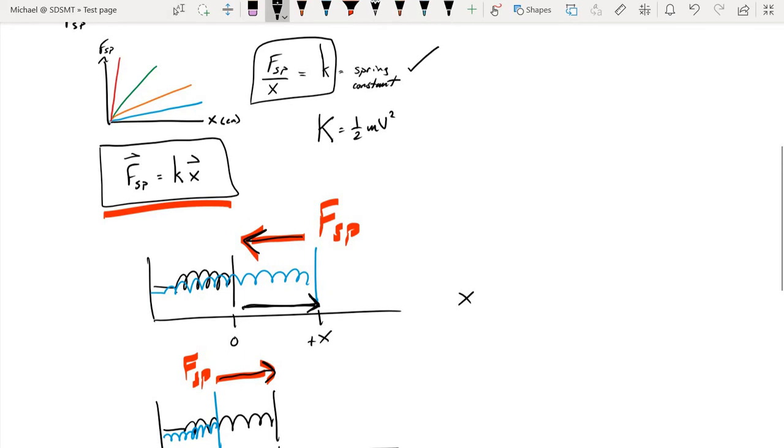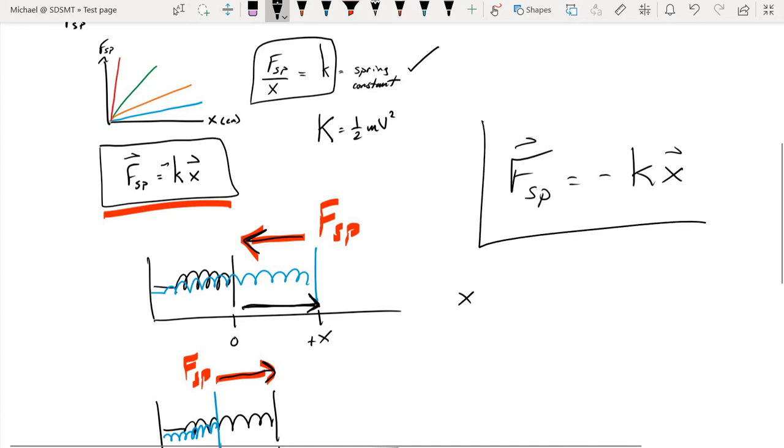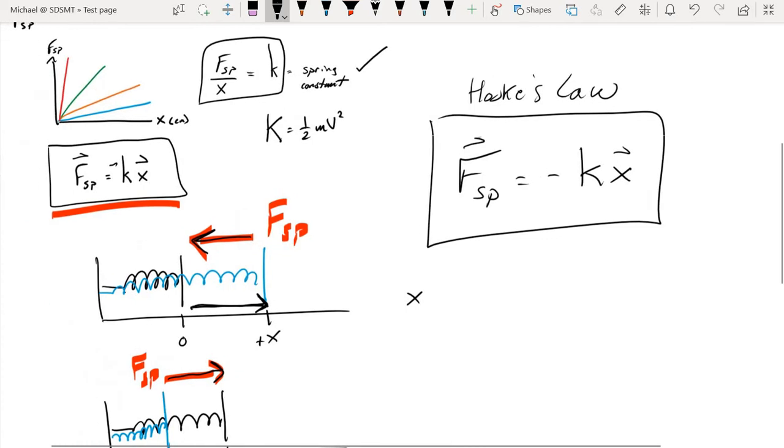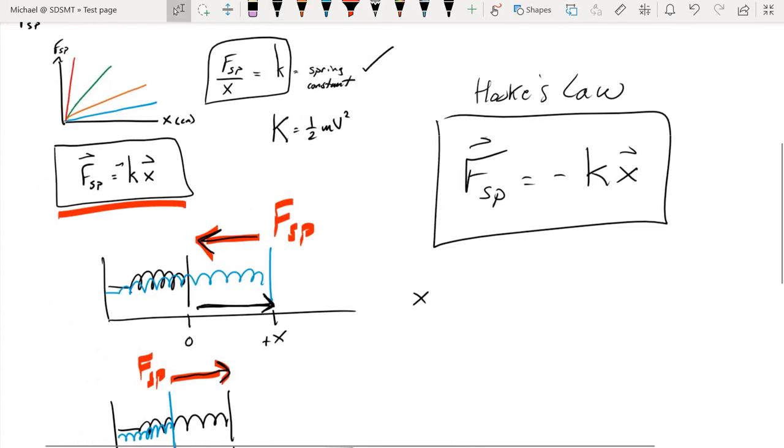Well, we'll just incorporate a minus sign into the equation. And we now have an expression that defines the spring force. And this is called Hooke's law. So as we displace a spring away from its equilibrium position, the spring will respond with a counter force, hence the negative sign.